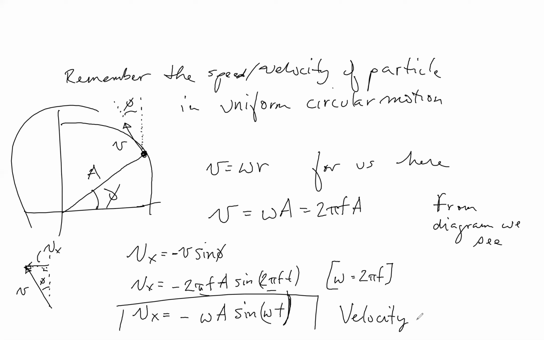We did position, and now we did velocity. If you'll remember from 131, there's one remaining quantity of motion that we care about, which is the acceleration. In uniform circular motion, you'll remember that if something moves on a circle with constant speed, its acceleration is always towards the center of that circle. It has that centripetal acceleration.